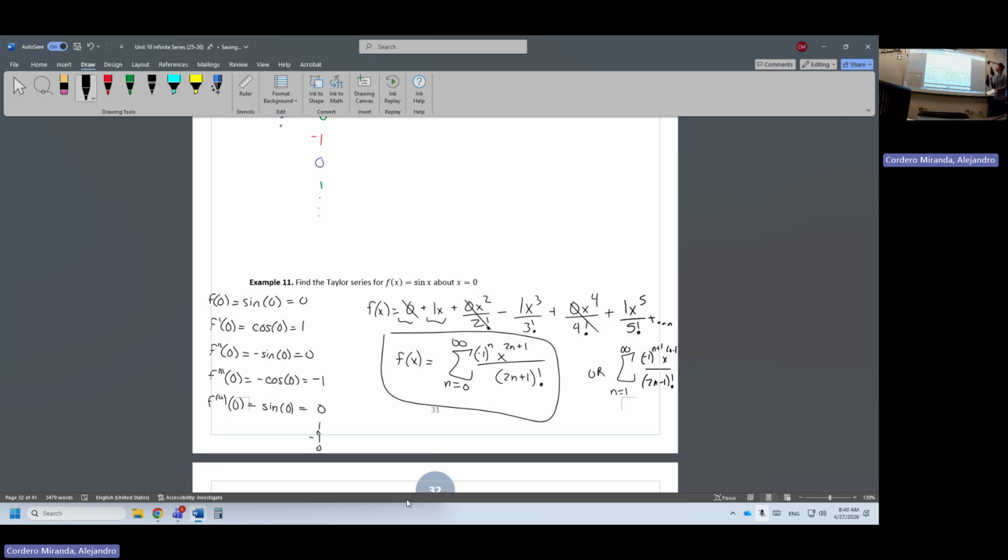Question. Looking at that chart, why is cosine not the plus 1 and sine is the plus 1? See that?